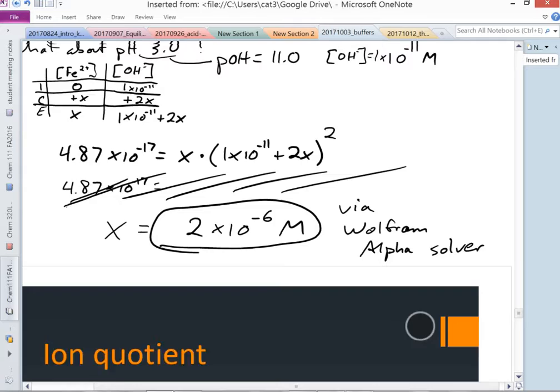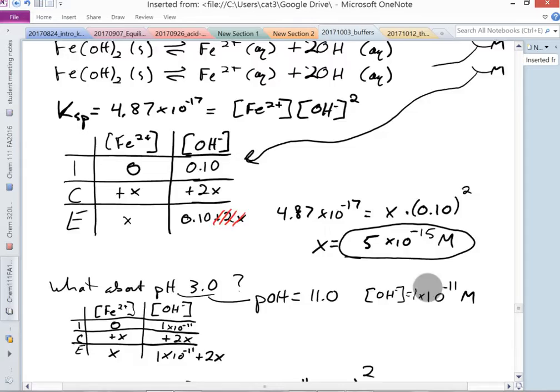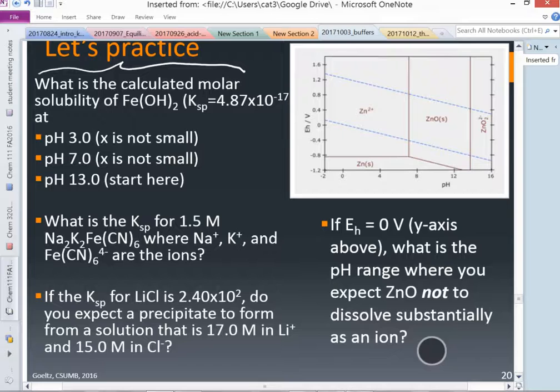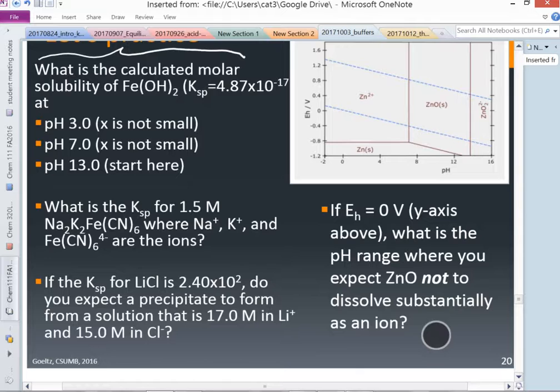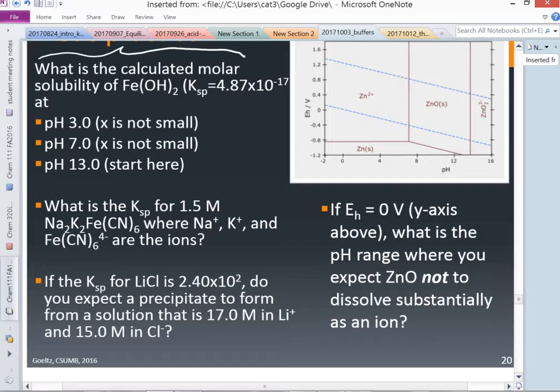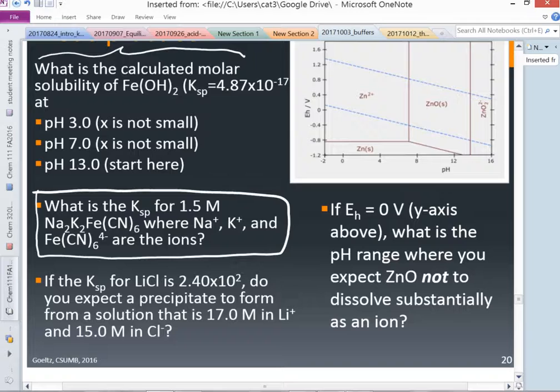I want to do one more from this list, at least. Let's do this middle one. What is KSP for 1.5 molar Na2K2FeCN6, or sodium, potassium, and a molecule called ferrocyanide, Fe(CN)6 4 minus, for the ions? I think everyone you've been given so far, you've been given the KSP and asked for molar solubility. This is backwards.